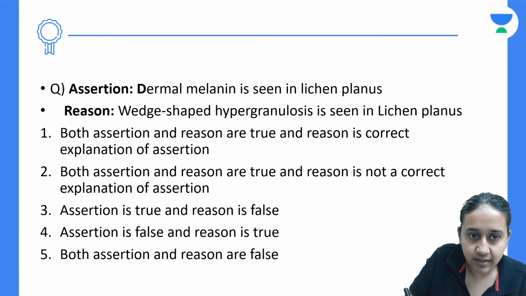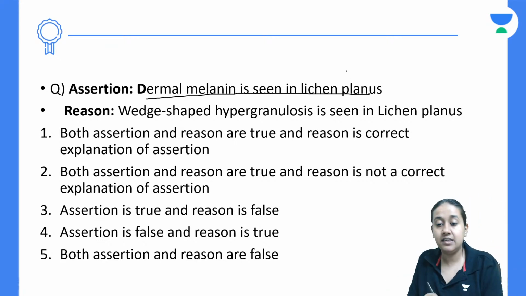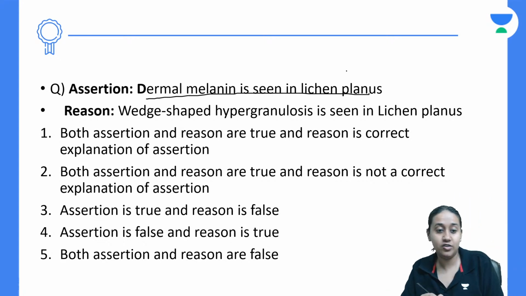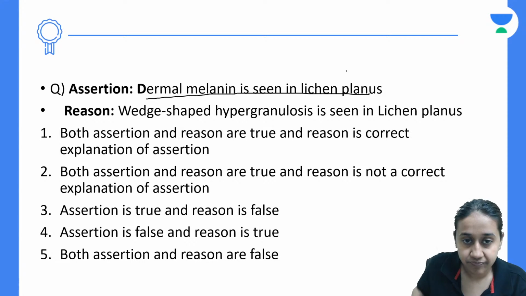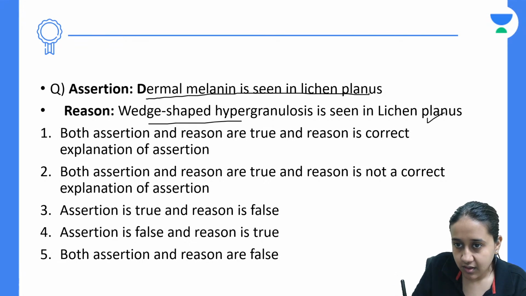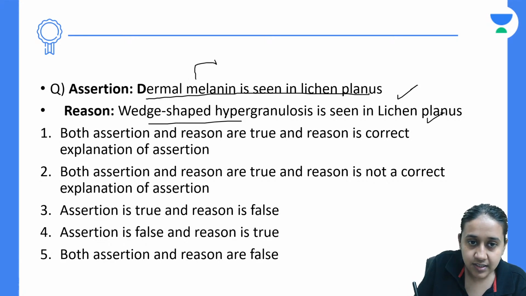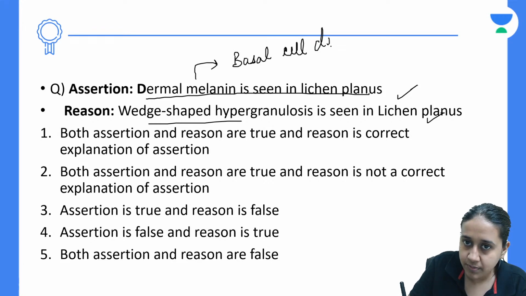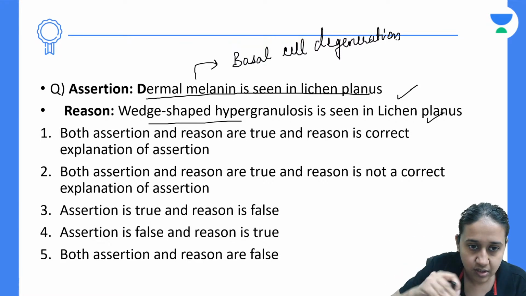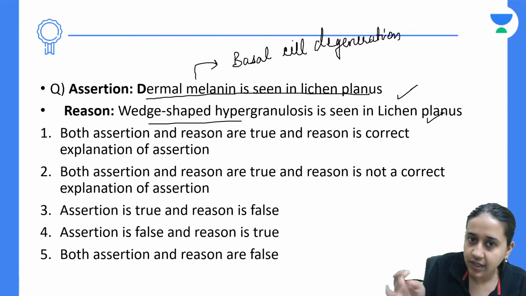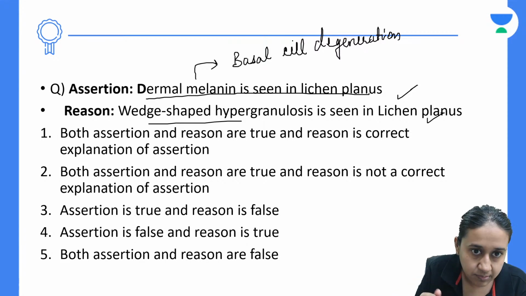Obviously you see dermal melanin, and that is why the lichen planus lesions' color is violet. It is not red, it is violet color. But the reason behind the dermal melanin is not the wedging. Both statements are right, but they are not the explanation of each other. The reason for dermal melanin is basal cell degeneration. So when there is damage to basal cell, the pigment falls down in the dermis. Whenever you have damage to the melanocyte, the pigment falls down in the dermis.